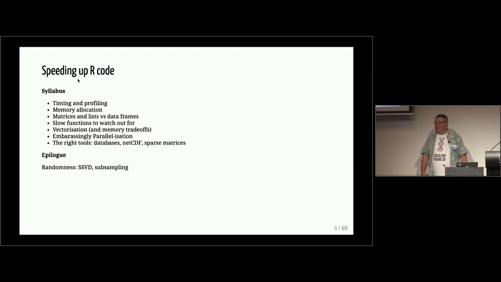And then as an epilogue, this is after all statistics, so I'll talk a little bit about some situations where randomized algorithms can get you huge speed improvements, again in special cases, but special cases relevant to quite a lot of statistics.